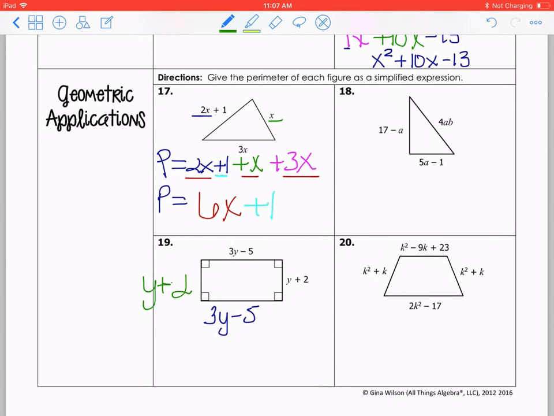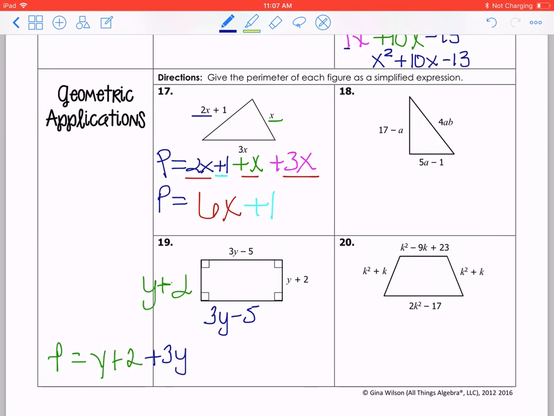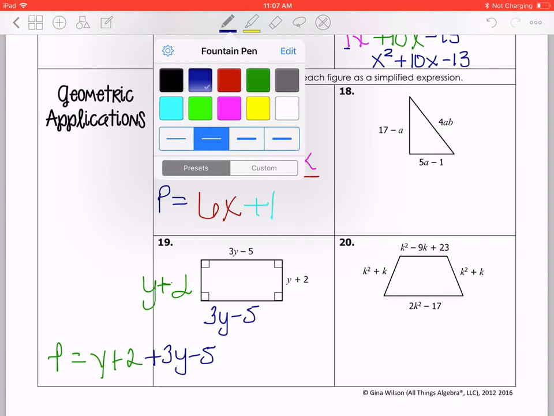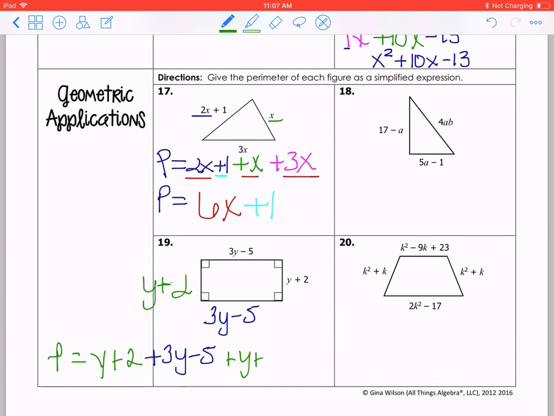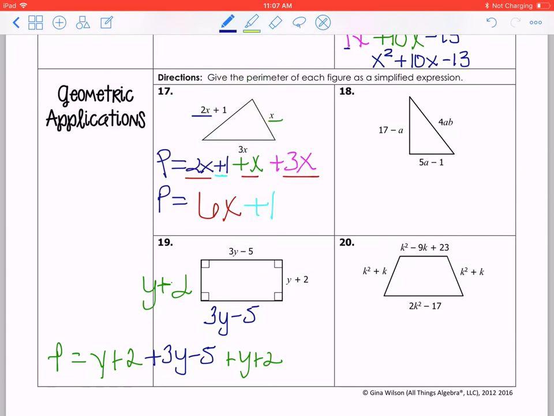Okay, so we're going to combine our like terms. Let's see here. We have perimeter equals. We have our y plus 2 plus the 3y minus 5 plus the y plus 2 again plus the 3y minus 5. Combine all of the y's together. So with this one, here, here, and here, that's going to give you 8y.